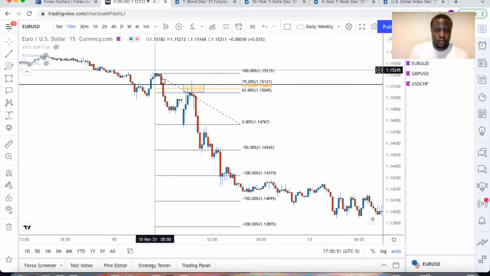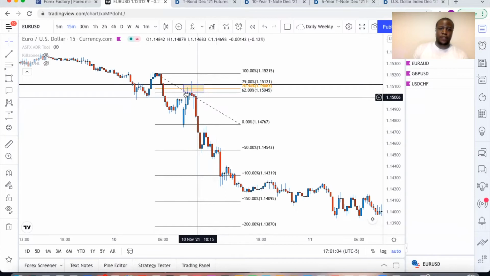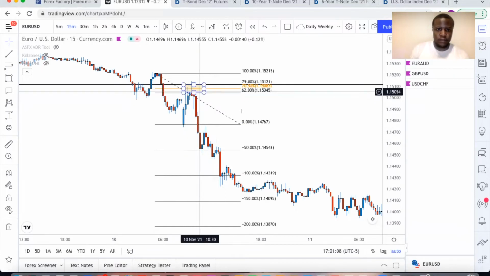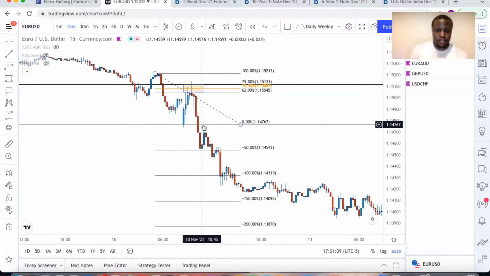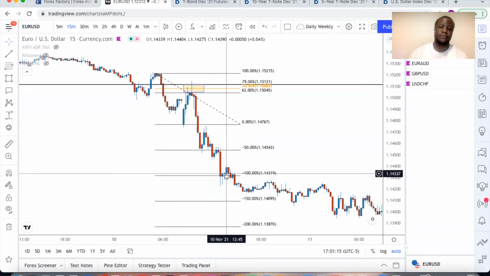So A, B, and then C. Look at this. Time of day. You get in anytime between 8:30 and 11, as long as it's at a Fibonacci level. Partials here. Take profit 1, take profit 2. If you want, you hold it.